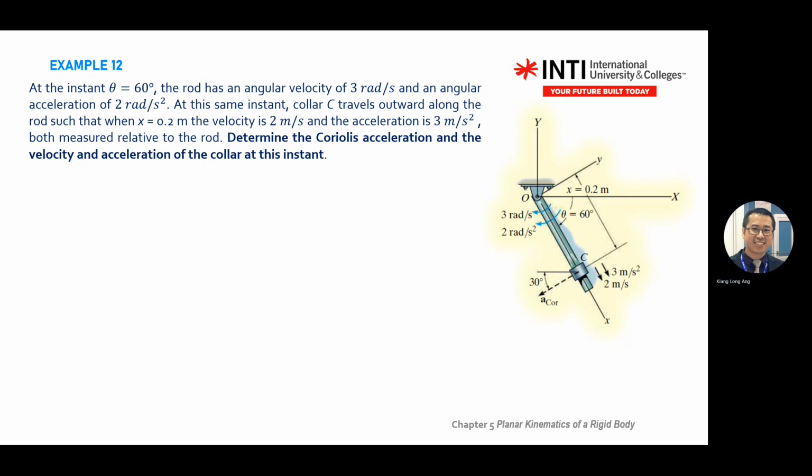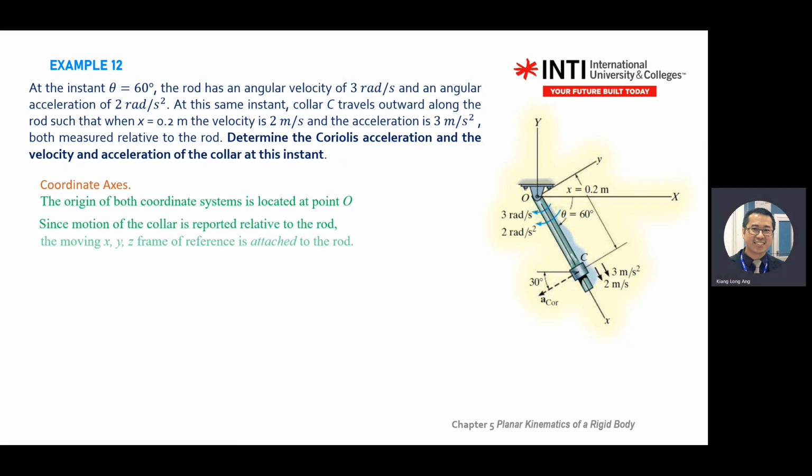So, at the instant theta is 60 degrees, rod angular velocity was given, angular acceleration was given, so omega and alpha were given. At the same instant, collar C, this one, when this one rotates 60 degrees, you know gravitational force will pull this collar down. This collar moves with the acceleration and velocity that you learned in chapter 1, chapter 2. Okay, again, don't confuse chapter 1 velocity with chapter 5 angular velocity. Okay, then you have a Coriolis acceleration. So here, determine the Coriolis acceleration and velocity and acceleration of the collar at this instant. So again, I won't go deep into this one.